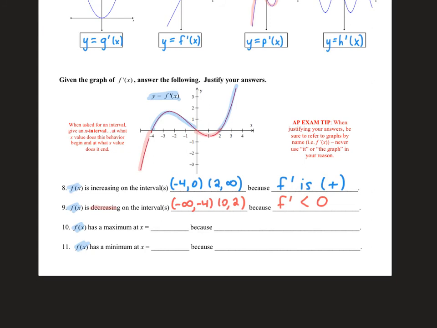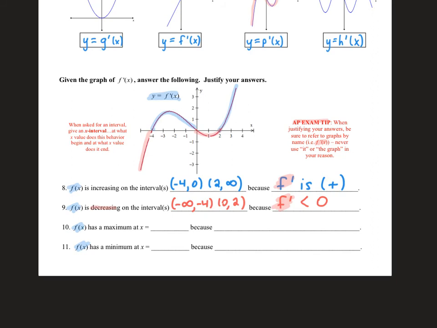But make sure on these, and I put this as my AP exam tip over here, make sure that you refer to the graph by name. So we want to be saying f prime. So f prime needs to be a part of your explanation. You cannot just generically reference the graph or "it." Say specifically what you're referring to. So always refer to that graph by name.